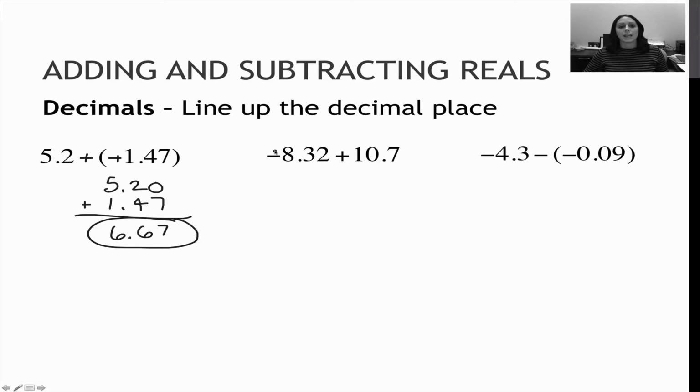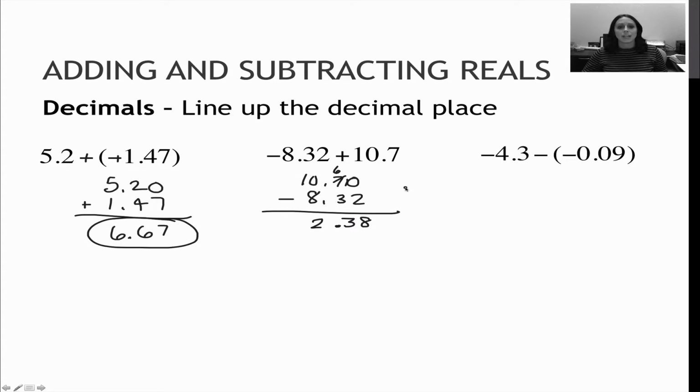For my second one, I have a negative plus a positive. Now these are different signs, so I'm going to find the difference. When I'm finding the difference, I need to make sure that I put my bigger number on top. So that 10.7 is going to go on the top, and the 8.32 is going to go on the bottom so that it will work out when I subtract. Again, feel free to use your calculator for these, but I'm going to show you how to do it the real way, just as a refresher. I can't take 2 away from 0, so I'm going to borrow. So I have 10 minus 2, which is 8, 6 minus 3, which is 3, and then 10 minus 8, which is 2.